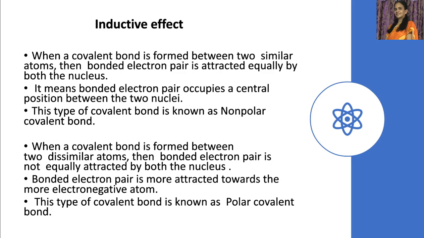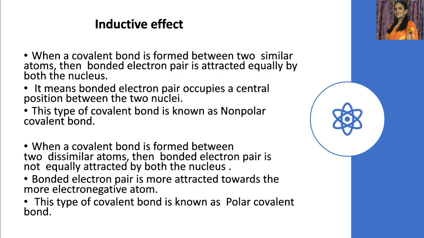First of all, let us consider pure covalent bond, non-polar covalent bond, and polar covalent bond. So, what is non-polar covalent bond? When a covalent bond is formed between two similar atoms, that is a homoatomic molecule, then the bonded pair is attracted equally by both the nuclei. It means the bonded electron pair occupies the middle position between the two atoms, which is known as non-polar covalent bond or pure covalent bond. Examples: H2, F2, Cl2, Br2, etc. We have already discussed.